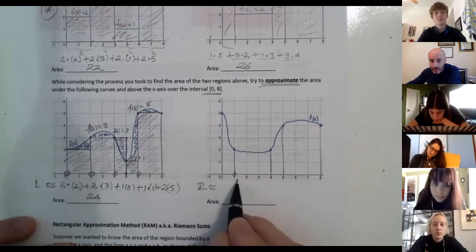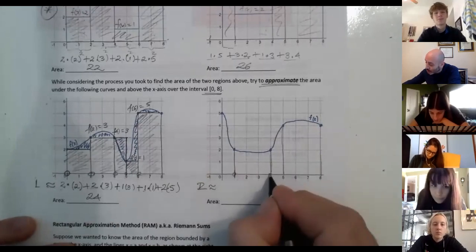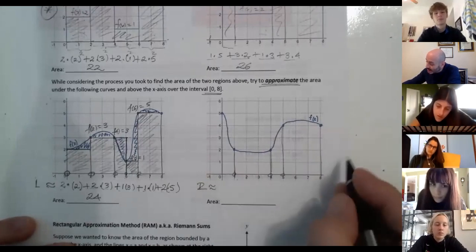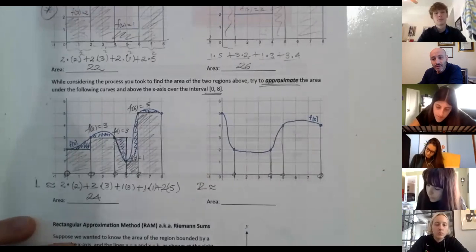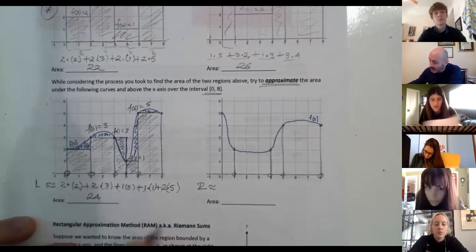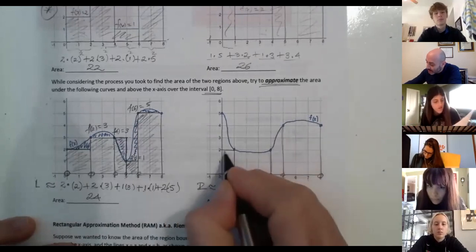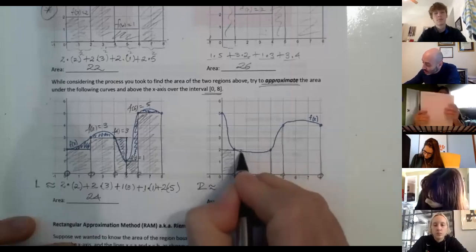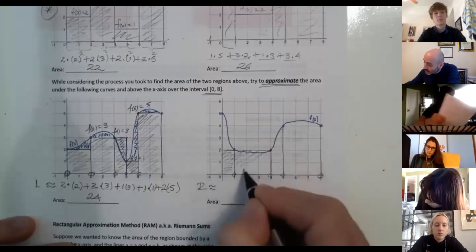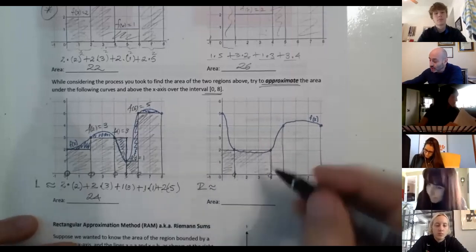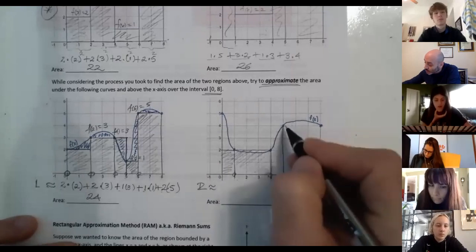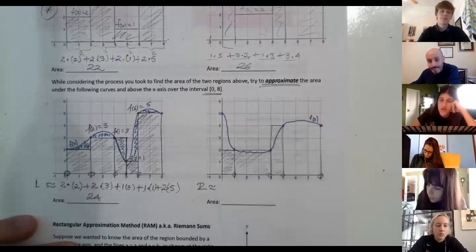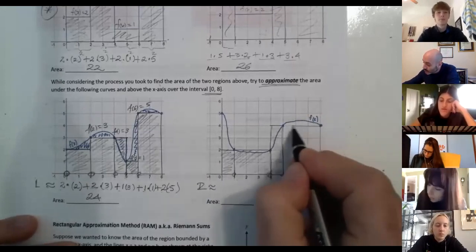Between 0 and 1, the right endpoint is 1. Between 1 and 4, the right endpoint is 4. Between 4 and 5, the right endpoint is 5. And between 5 and 8, the right endpoint is 8. Okay, so here is how we build the rectangle. So one rectangle is this. Remember, I'm using the right endpoint. The other rectangle will be this one, because it's the right. The following will be this. And the last one will be this one.